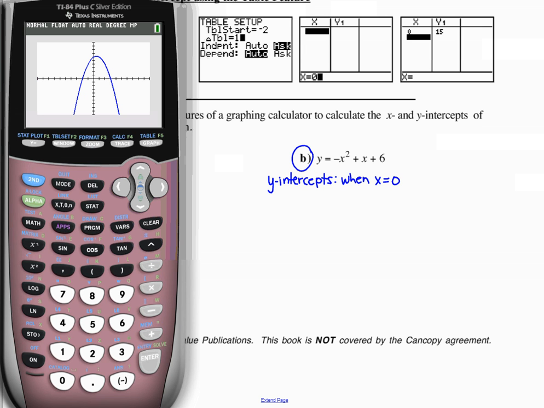So if we know x is 0 and we want y, how do we figure that out? Trace, then you got your x is, you're right. So do you put x to 0? So trace 0, enter. When we're looking for a y-intercept, we can just go trace 0, enter. Trace 0, enter, and it's 6. So the y-intercept equals 6.